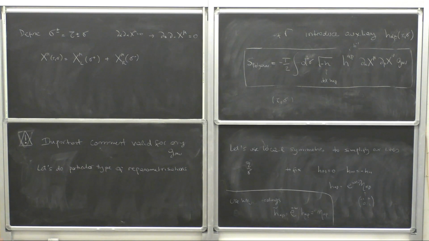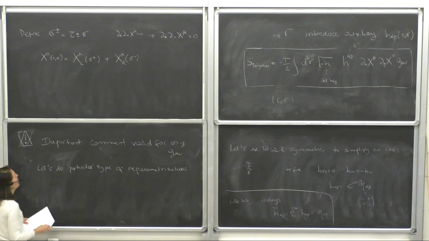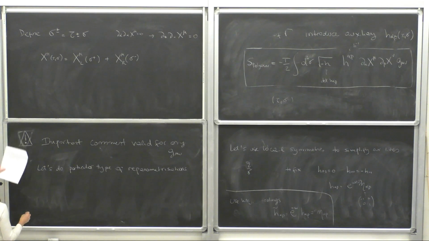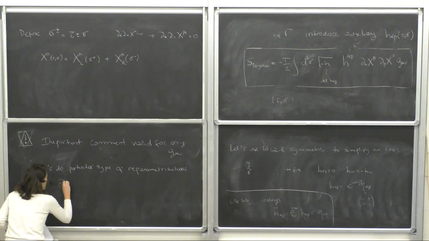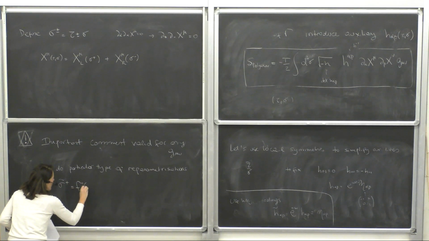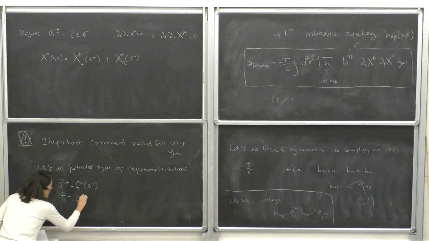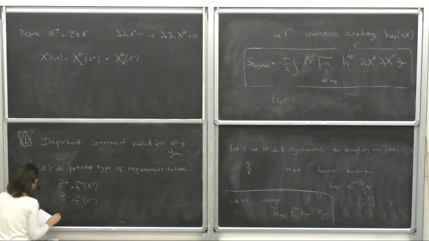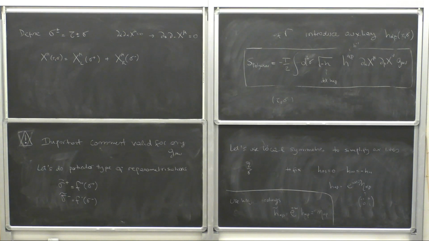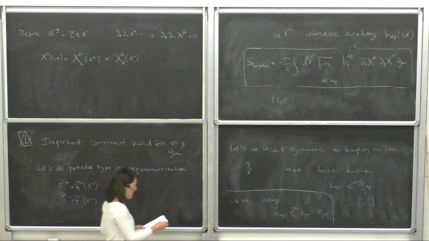In which I don't completely mix tau and sigma. What I'm going to do is sigma tilde plus as some f plus of sigma plus, and sigma tilde minus as some f minus of sigma minus. So I'm doing a reparametrization that doesn't mix sigma plus with sigma minus. There are an infinite number of these, because f plus and f minus could be anything, but I'm not mixing sigma plus and sigma minus.